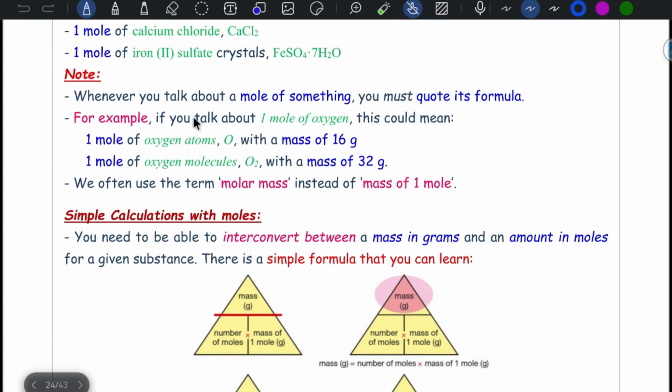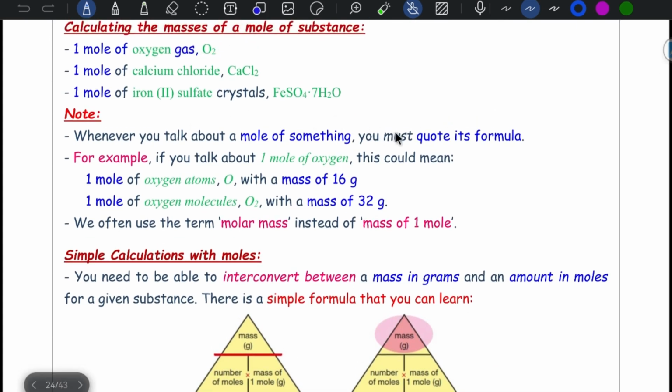Note that whenever you talk about a mole of something, you must quote its formula. He mentioned O2, because if he didn't, we could think it's O1, or oxygen. An oxygen molecule is O2, but he may ask about an oxygen atom, for example, 16. So you must quote the formula. We mentioned iron 2 sulfate crystals. We didn't mention water, but he writes the formula. For example, 1 mole of oxygen atoms has mass 16, while 1 mole of oxygen molecules, O2, has mass 32.